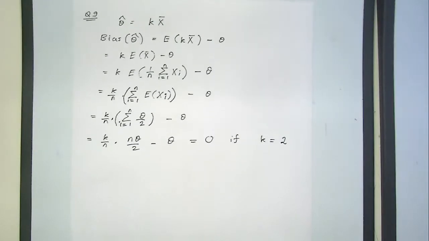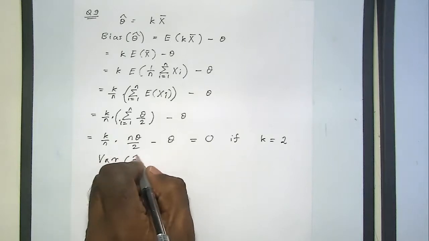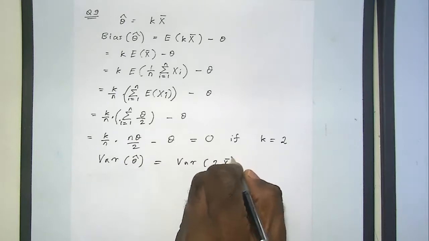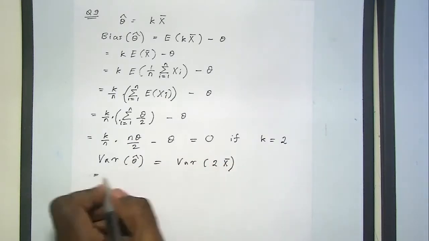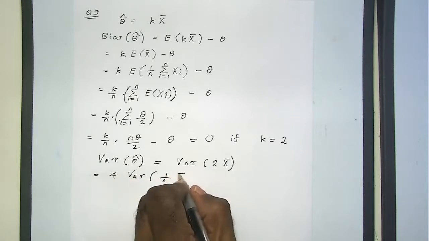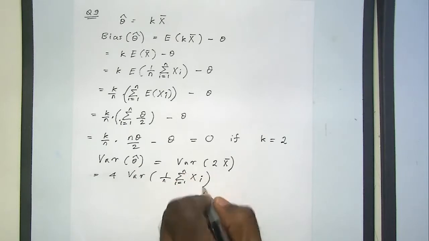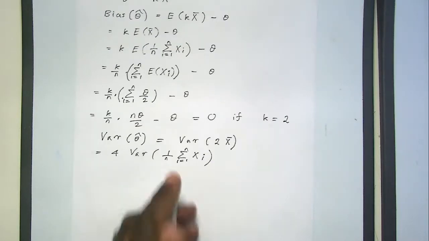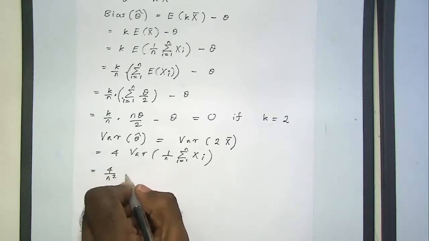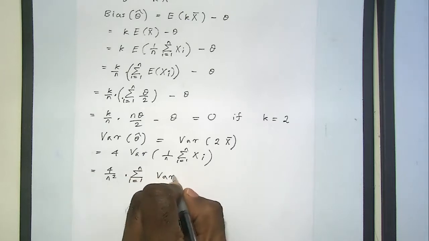So that's the first part. The second part of the question is to find the variance. So the variance of theta hat is going to be the variance of 2 times x bar, right? Pull the 2 outside, you get 4 times the variance of x bar. Take the variance inside, you get 4 times 1 divided by n squared times the sum of the variance of xi.